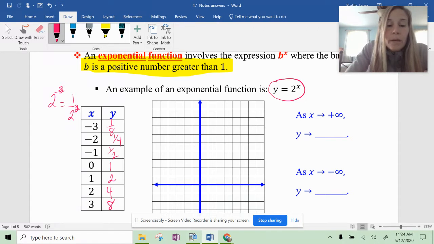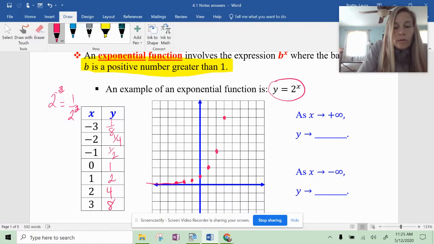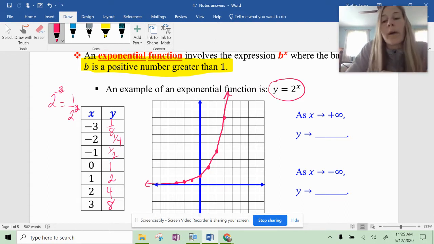So now when we go to plot those points, just like we would normally plot any other ordered pairs on our graph, negative 3, 1/8 is going to be estimated just above the x-axis. Then negative 2, 1/4 would be a teeny bit higher. Negative 1, 1/2; 0, 1; 1, 2; 2, 4; and then 3, 8. So you can see how those points start out very close to the x-axis, and then they get farther and farther away from the x-axis as you go from left to right.